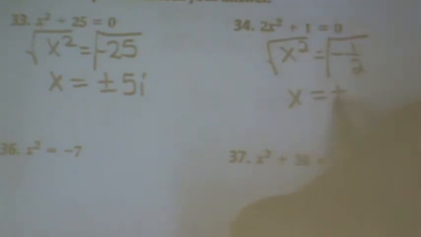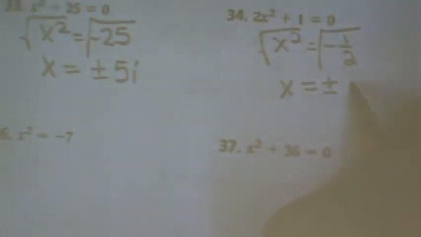Number 34, you're going to subtract 1 and divide by 2. Take the square root of both sides. You get x is plus or minus the square root of 1 over the square root of 2, and then you have your i. But this one you want to rationalize the denominator. So you multiply both the top and the bottom by square root of 2 over square root of 2. And the square root of 1 is 1. So your answer is going to be plus or minus root 2 over 2 i.